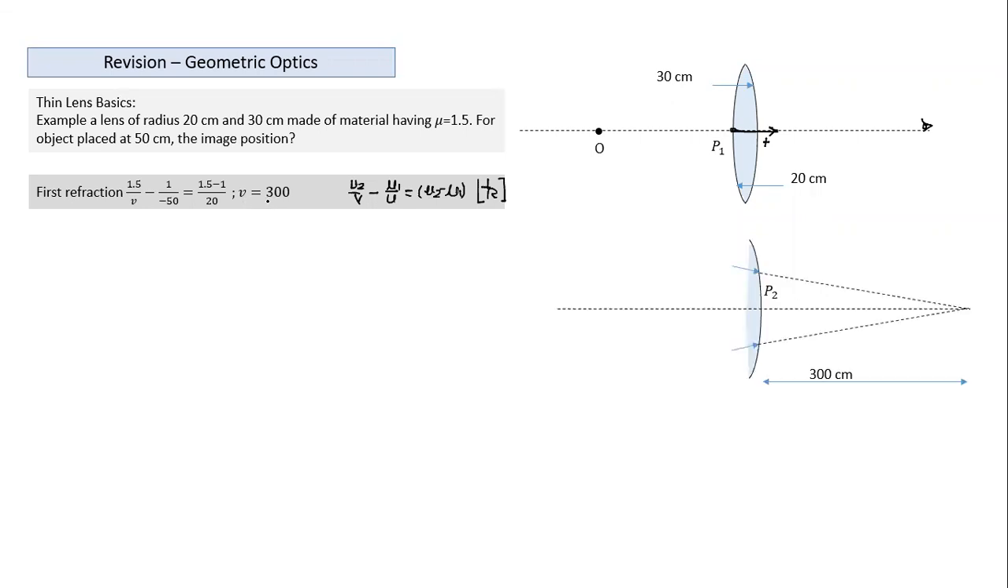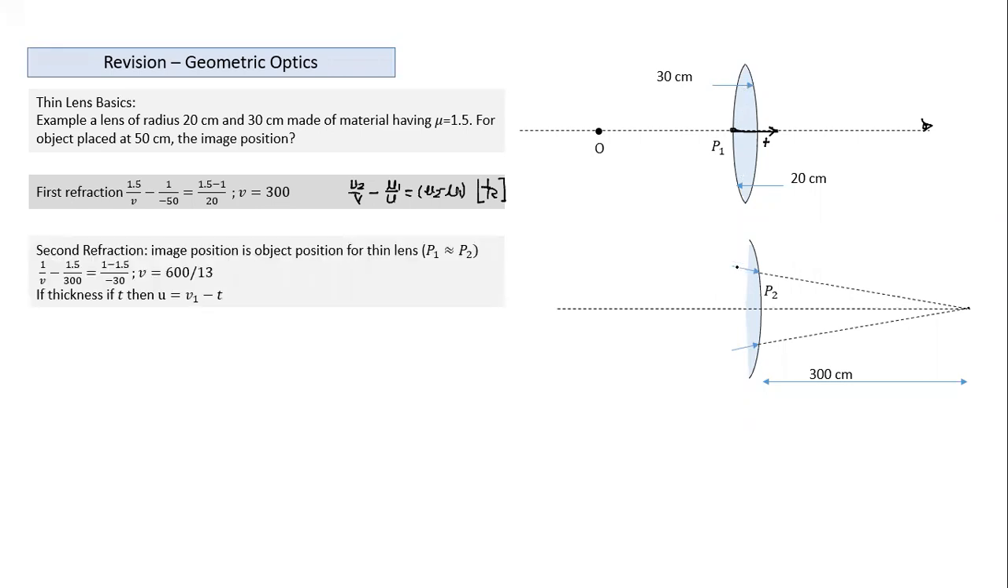What does exactly this 300 mean? It means that after the first refraction, if we find the point of intersection of all the refracted rays, all the refracted rays will appear to be intersecting at a point which is 300 centimeter away from P1. That's what this point means. So this is how the ray is refracted after the first refraction.